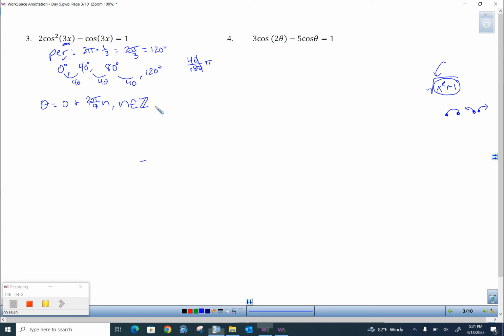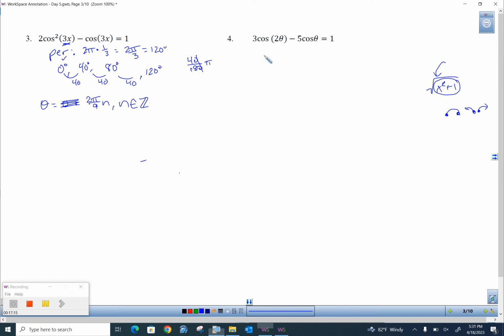Now I will tell you when you look at my key, if you're checking your answers, you're not going to see me write this 0 plus. I'll just have 2 pi n over 9, because when we say 0 plus anything, it's just the anything. So I've simplified on some of these. It doesn't bother me if you write it, because that just shows me you are starting at some number and then adding some constant pattern after that.